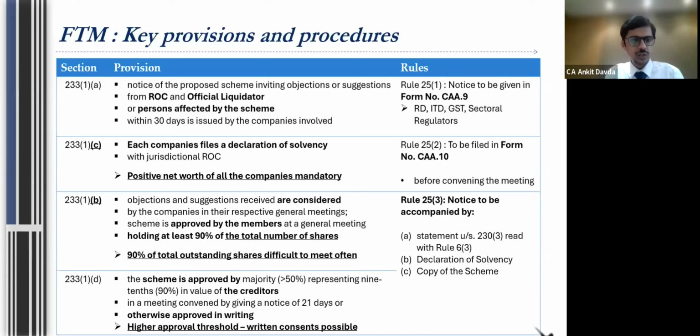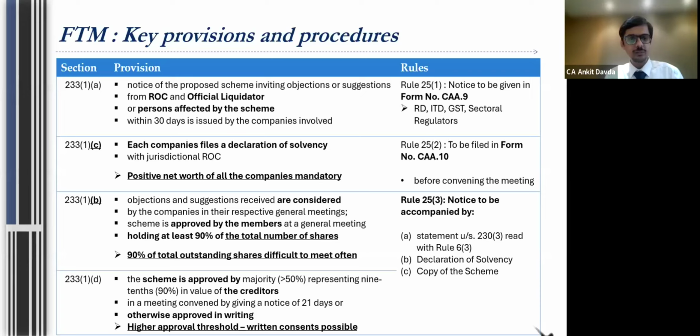And then, sequentially, we have just taken up section 233(1)(c) first, because B and D are related provisions and A and C are related provisions. Under 233(1)(c), it says that each company involved in the scheme, whatever be the number of companies, 1, 2, 3, 4, 5, as many as in number, each of them needs to file a declaration of solvency with the jurisdictional ROC. There is a Rule 25(2), which says that the declaration of solvency needs to be filed in CAA 10. And the language in the rule says that it is before convening the meeting.